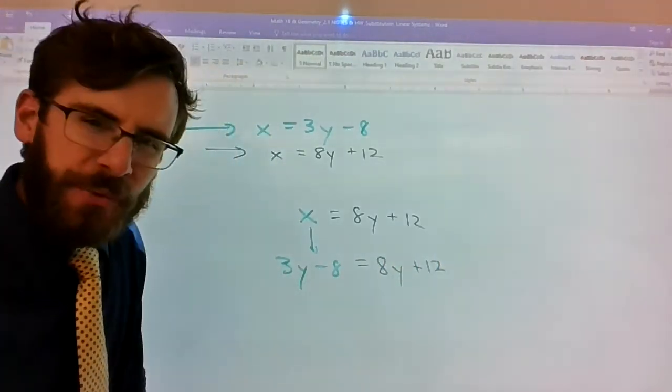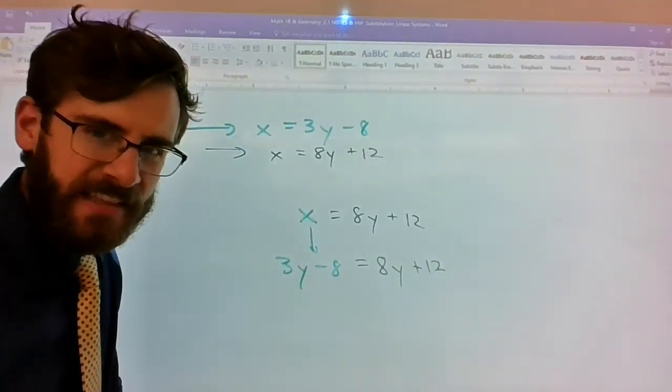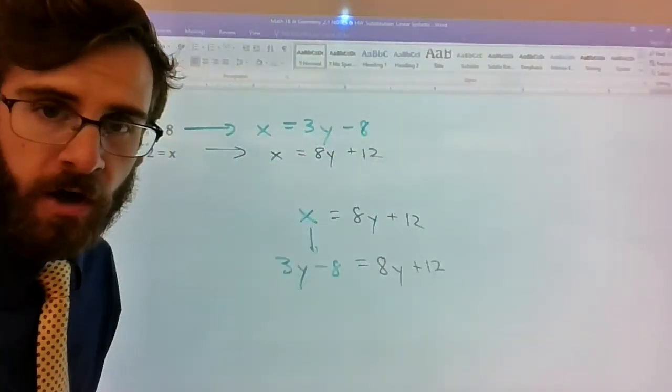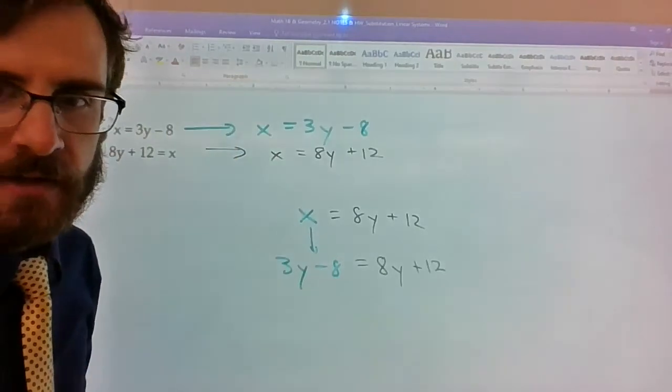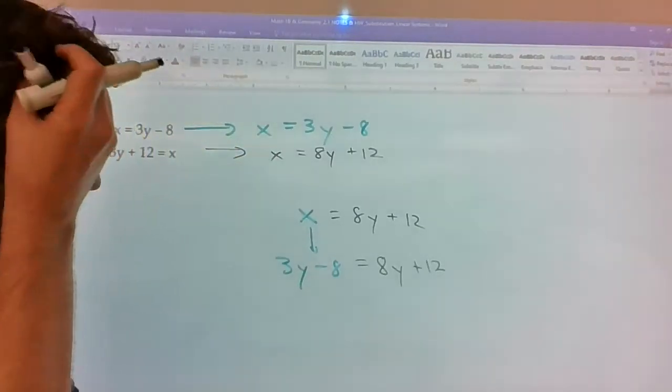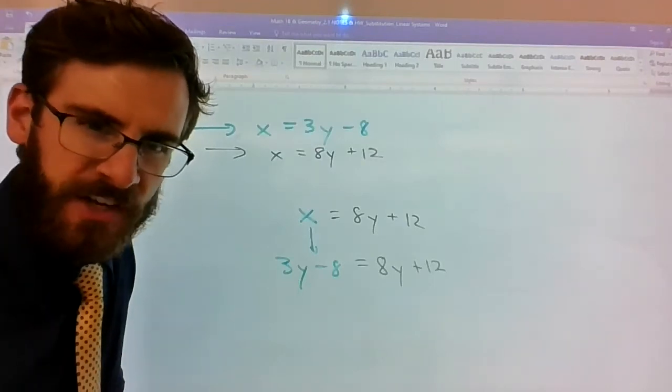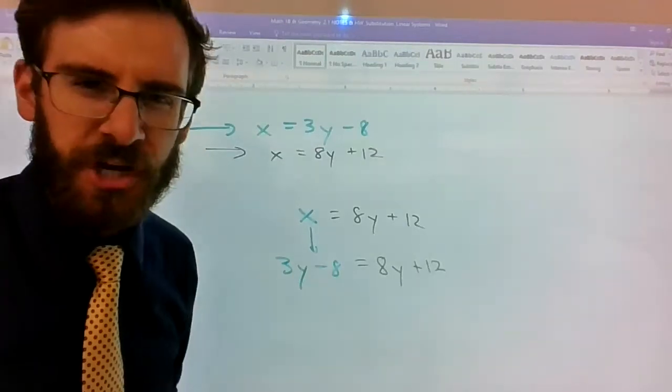So, did you see what happened there? I basically set 3y minus 8 equal to 8y plus 12 because they both equal x. They're equal to each other. There's actually a property called the transitive property that backs up that step. Some of you guys may have heard of that before. It's more of a geometry term.